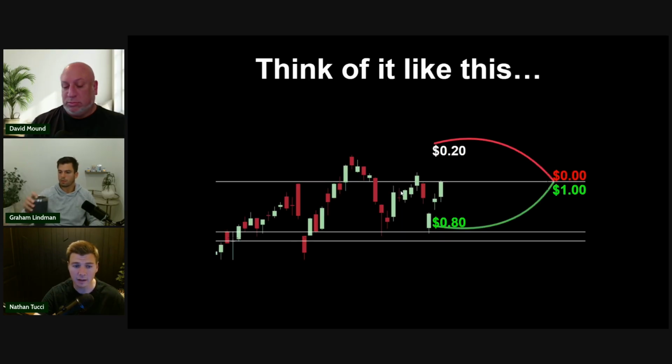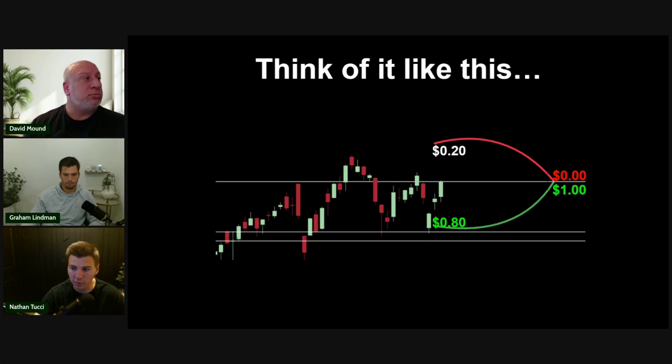Here's one way to think about the debit spread versus the credit spread. Now, this is, again, going to be conceptual today, but hopefully it'll start to make sense. So if you were to enter a trade down here, you could either do a credit spread where you're selling and getting a 20-cent credit, or you could do it as a debit spread where you buy the call, sell the higher call, and you'll pay an 80-cent debit.